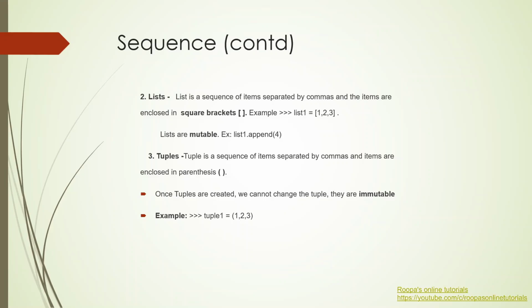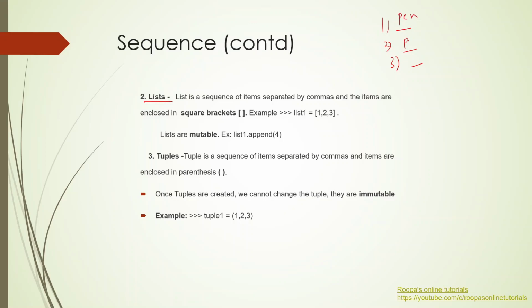Sequence, there are three sequence data types. Okay, so the second one we talk about is list. List, you might have, when you're going to a market, you may prepare a list, isn't it? Like this, you make a list where you want to buy some stationeries.